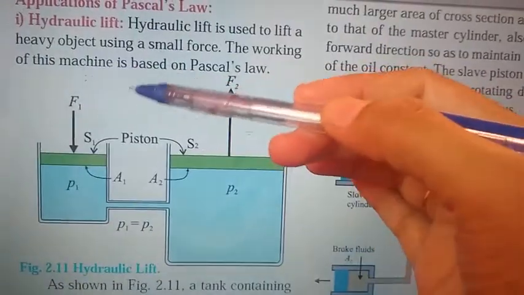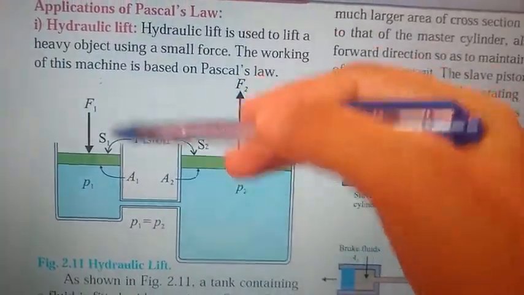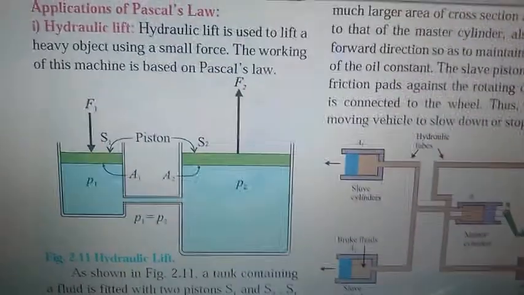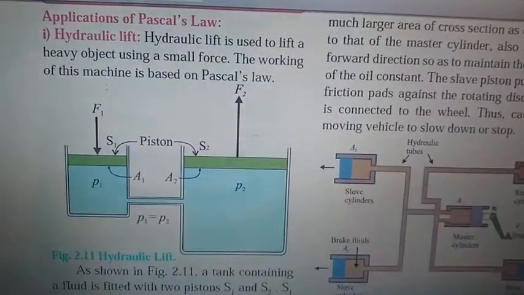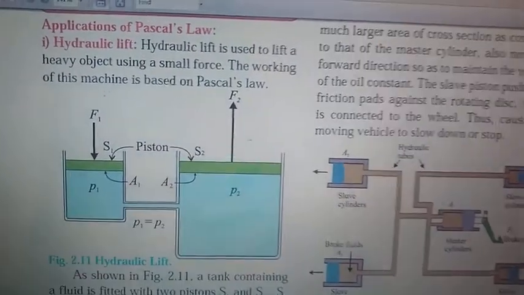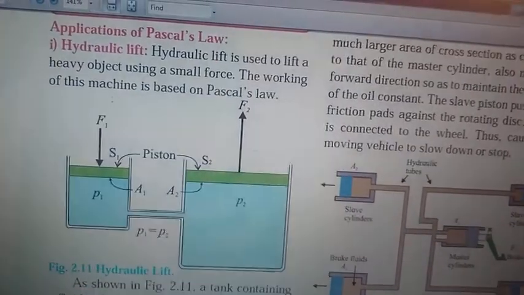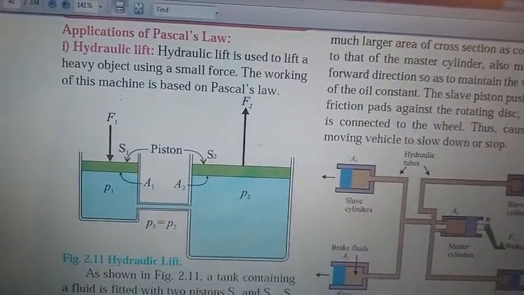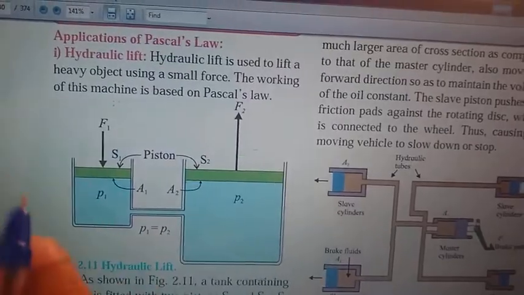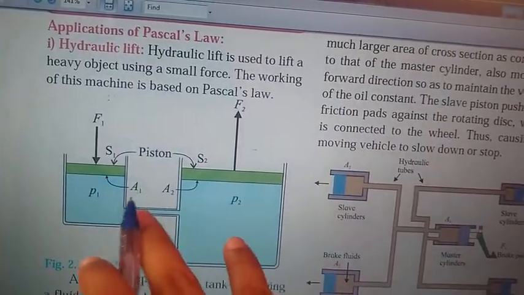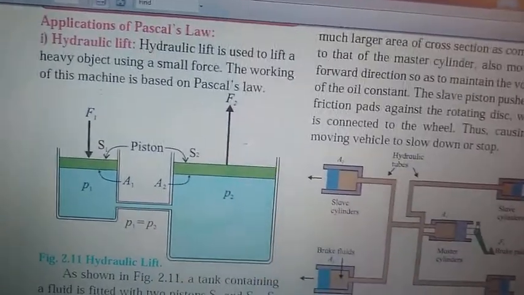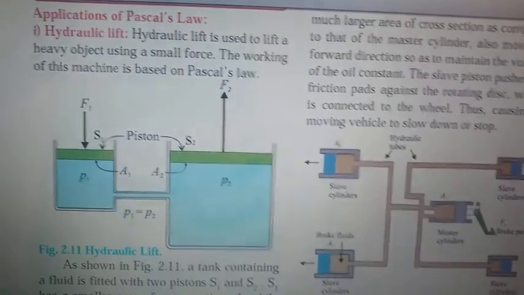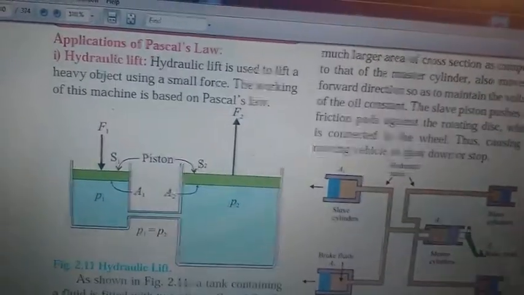Now if you apply some force from this piston S1, the pressure experienced there will be P1. So P1 will be F1 by A1. Now as these two tanks are connected, and according to Pascal's law the pressure at every point is the same, the pressure here is also the same. So here the pressure is P1 itself. Now due to that pressure the force experienced will be F2.